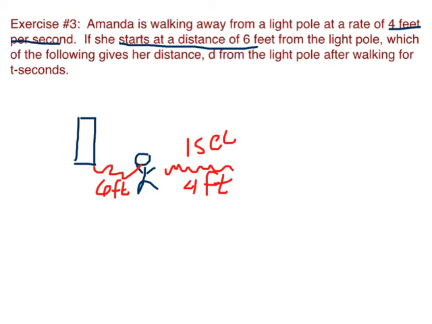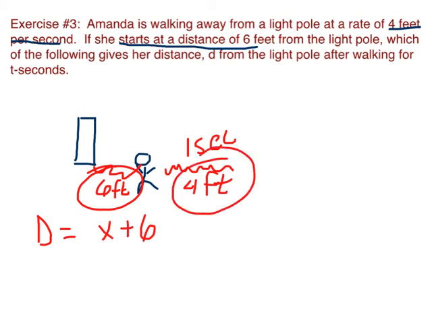So if I were to write an equation, I'd have my distance equals my starting point. If I'm starting at 6, that's going to be my y-intercept, so plus 6. And my slope would be how much it's changing per second. Well, in this case, it's going to be 4 feet per every second. So my slope is 4 feet. So it's 4x plus 6. So that would be choice number 1.